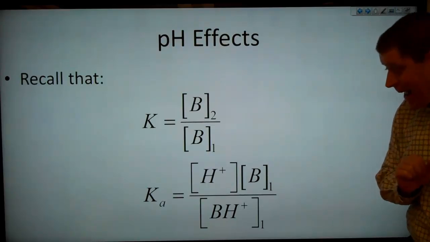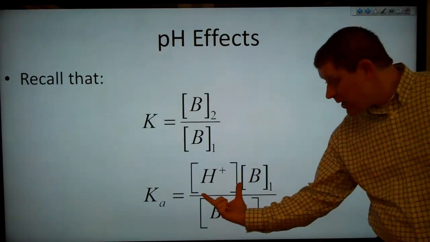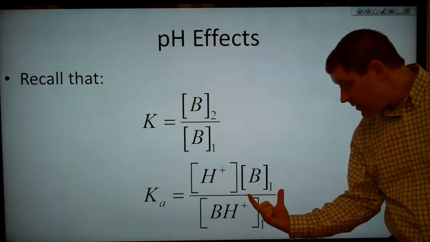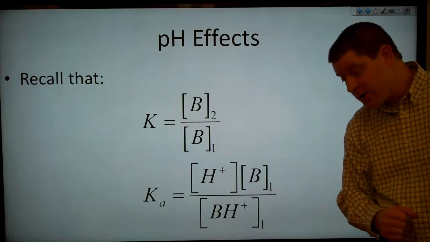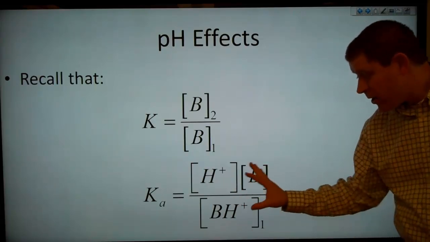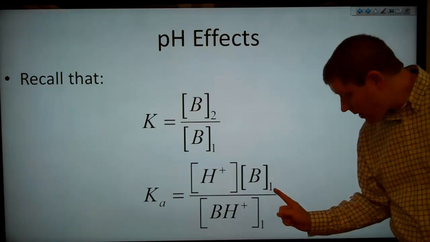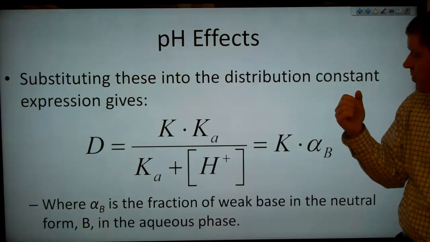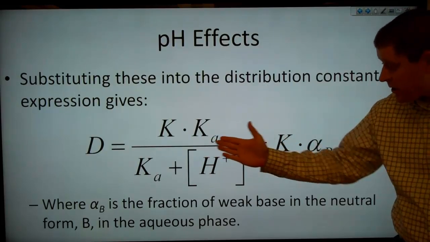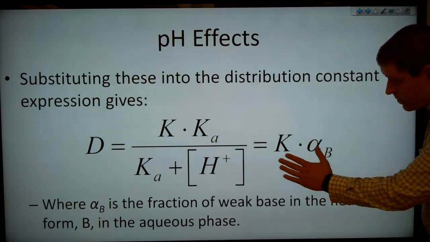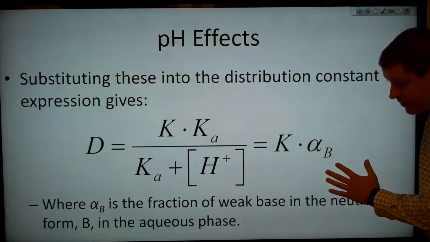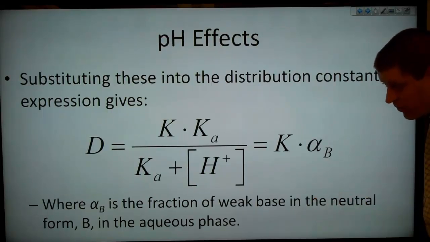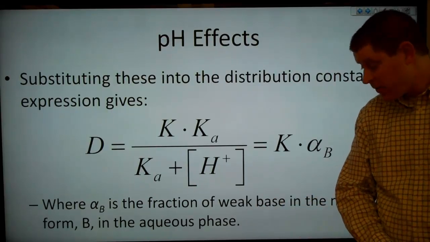But remember that Ka, the acid dissociation constant, is equal to the concentration of hydrogen ion times the concentration of our base divided by the concentration of our conjugate acid. And all of these are the concentrations in that aqueous phase, so that's what these subscript 1s are for. So substituting these into our distribution constant expression gives us this, which then simplifies to K times alpha B, where alpha B is the fraction of weak base in the neutral form B in our aqueous phase.